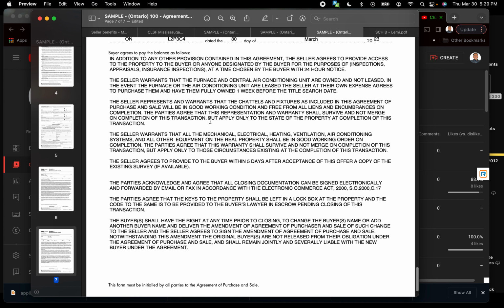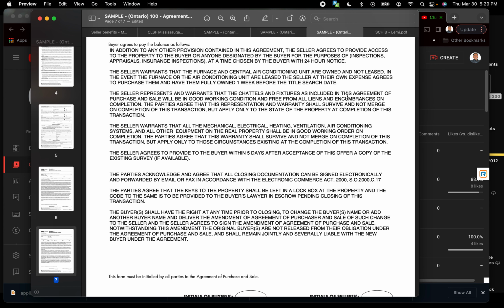Next is the seller represents and warrants that the chattels and fixtures as included in this agreement of purchase and sale will be in good working order and free from any liens and encumbrances on completion. The parties agree that the representation and warranty shall survive and not merge in completion of this transaction, but apply only to the state of the property at completion of this transaction.